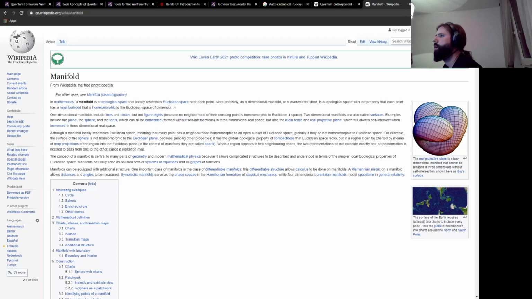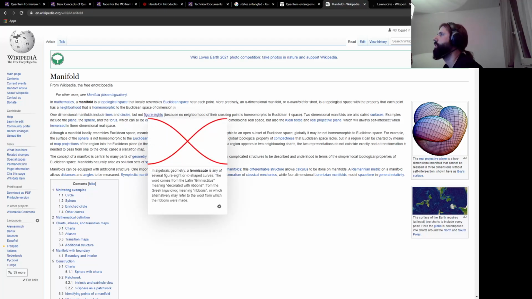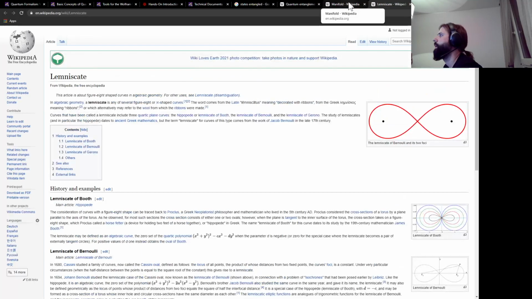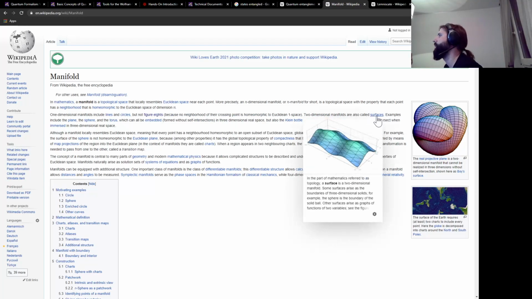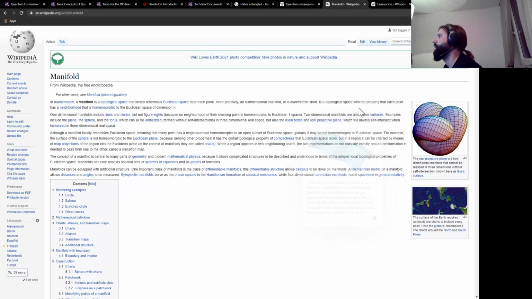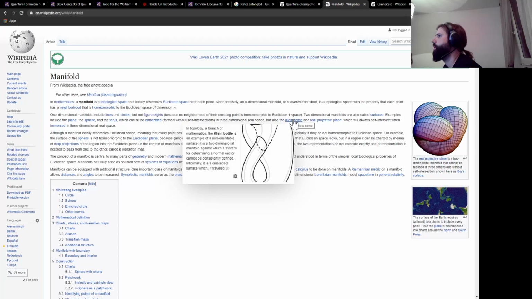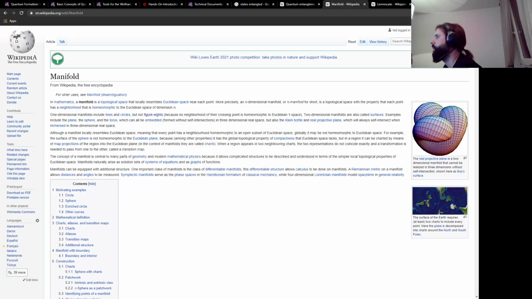One-dimensional manifolds are lines and circles, but not figure eights. What are figure eights? Because no neighborhood of their crossing points is homeomorphic to one-dimensional space. Two-dimensional manifolds are also called surfaces. Ah, there you go. Examples include the plane and the sphere and the torus, which can be embedded in three-dimensional real space, but also the Klein bottle and real projective plane, which will always self-intersect when immersed in three-dimensional space.